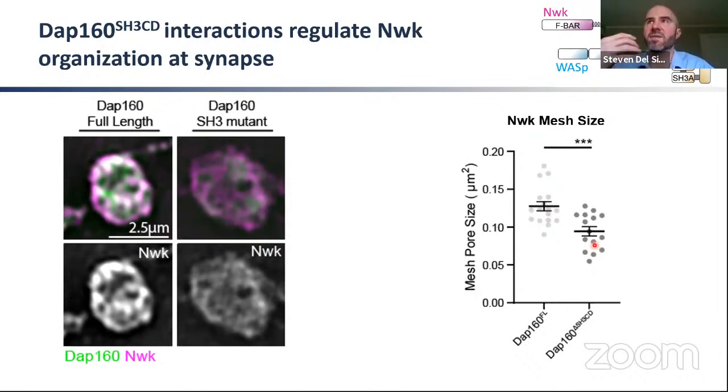And so the upshot here is that the same interactions that are controlling the activity of these proteins are also controlling their distribution and micron scale architecture.